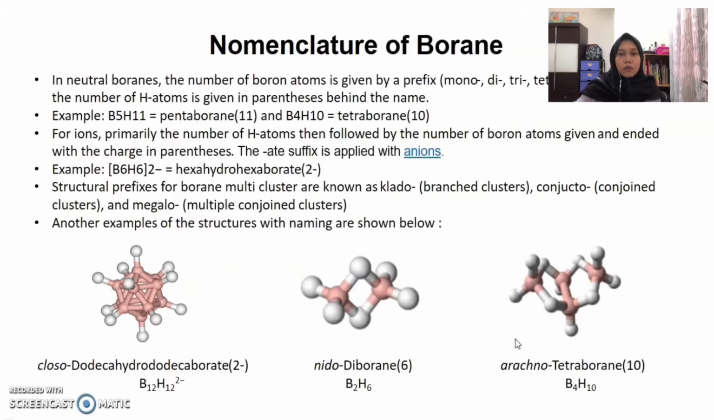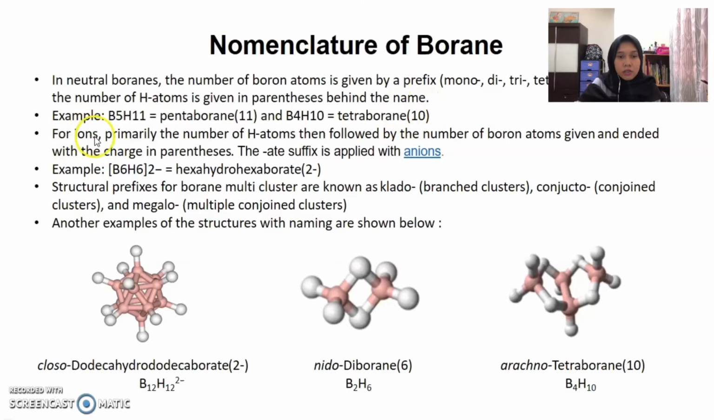And then for the nomenclature of borane, in neutral boranes, the number of boron atoms is given by a prefix such as mono, di, tetra, penta, etc., and the number of H atoms is given in parentheses behind the name. For example, B5H11 is named pentaborane(11), and B4H10 is named tetraborane(10).